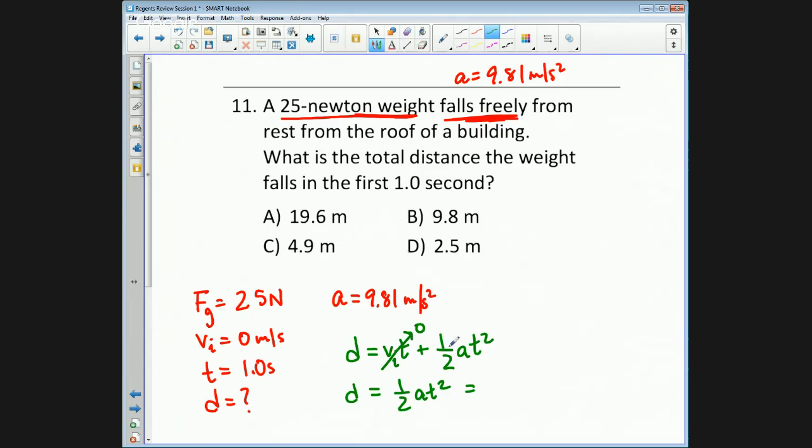If I substitute my values in here, I'm going to have 1/2 times 9.81 times t squared, which is 1 squared, which is 1. So I get an answer of approximately 4.9 meters.